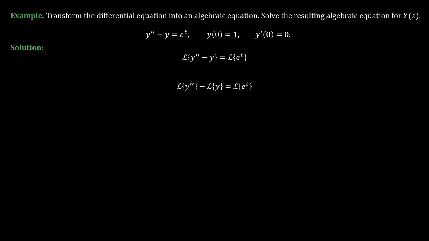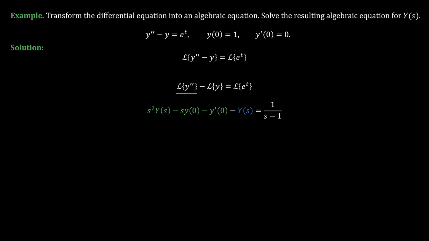And on the right-hand side, I still have the Laplace transform of e to the t. All right, I'm going to use those derivative formulas that I just gave to take the Laplace transform of the derivatives on the left-hand side. So here in green, I have s squared Y of s, minus s y of 0, minus y prime of 0. And that resulted from taking the Laplace transform of the second derivative. That's just the formula that we gave.